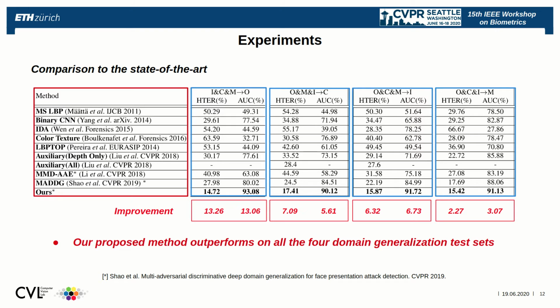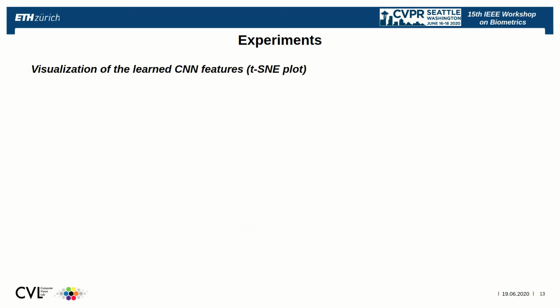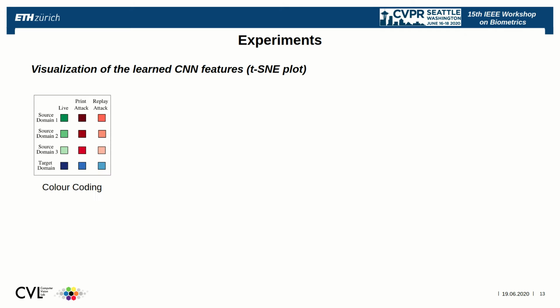We generate some t-SNE plots to visualize the learned feature embeddings of the ResNet baseline and our proposed model. We use a color coding in which the source domain live and spoof samples are denoted with different shades of green and red colors respectively, whereas the target domain samples are denoted with different shades of blue color, where the darker shade of blue denotes live samples and the lighter shades denote the spoof samples.